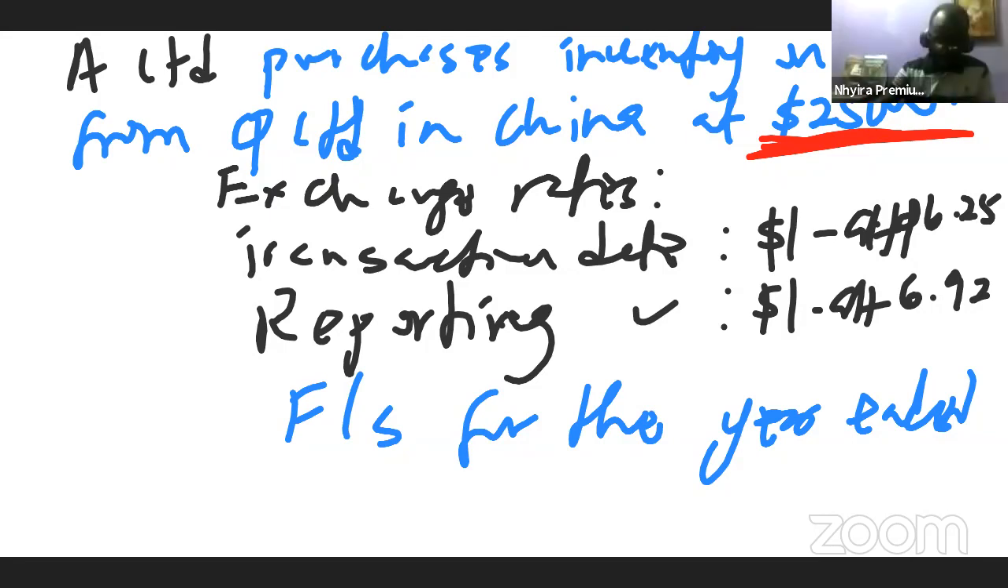In the initial recognition, we translate the transaction at the transaction date. So we're going to translate $25,000 at 6.25. Let's see what we get: 25,000 by 6.25, and that's 156,250 Ghana cedis.